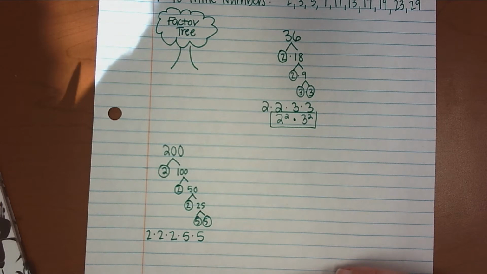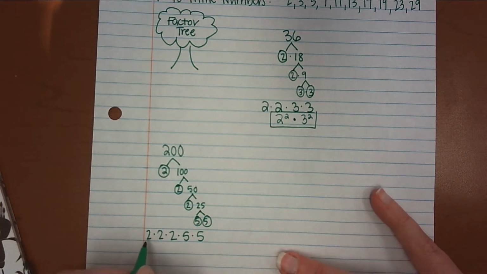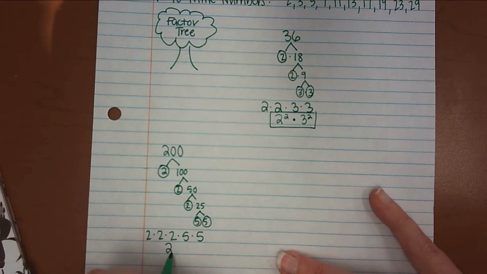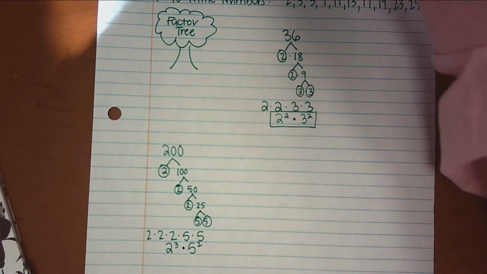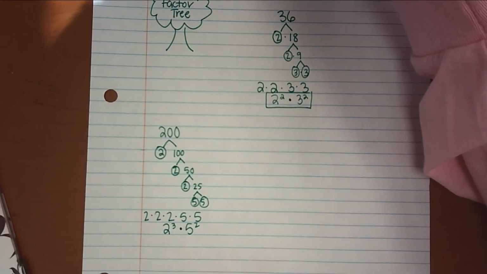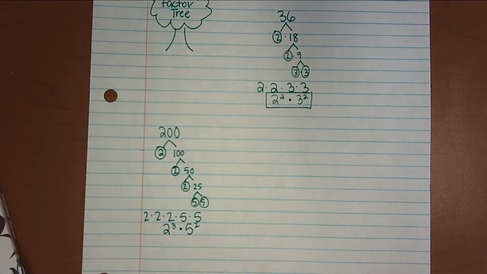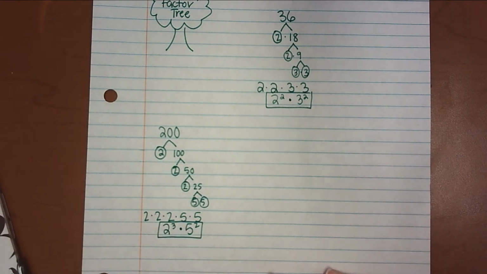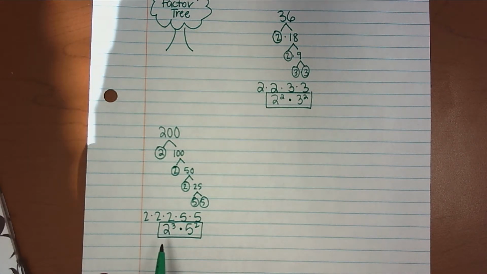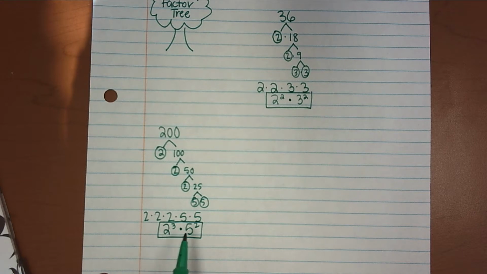The last thing that we want to do is write our prime factorization with exponents. And so because I have three 2's here, I'm going to do 2 to the third power times 5 to the second power because I have two 5s. And so you can see my prime factorization there in exponent form, 2 to the third power times 5 to the second.